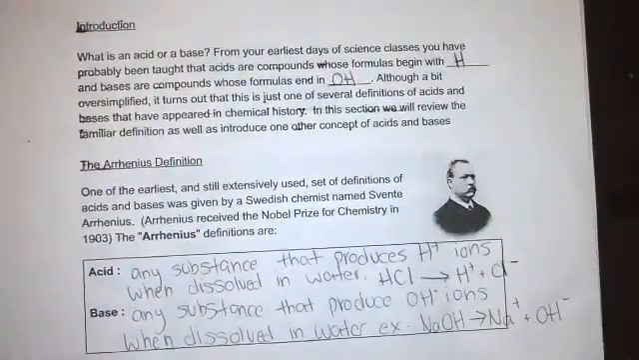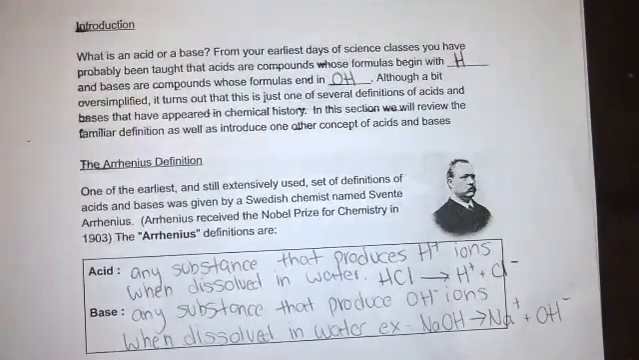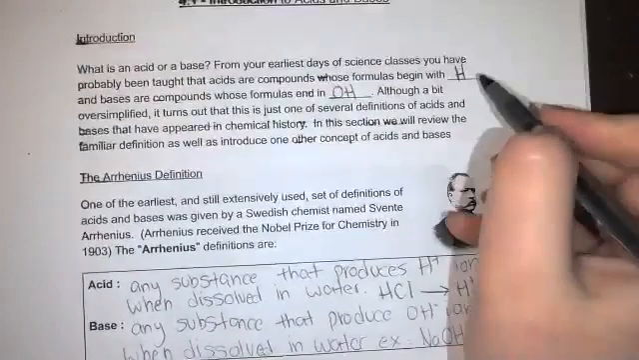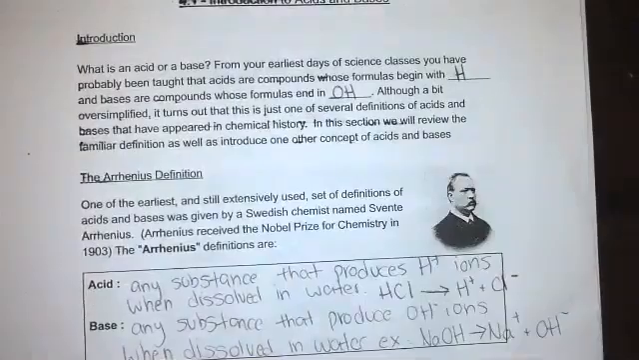I don't think you went through much acids and bases last year in Chemistry 11, but you would have done quite a lot about it in Science 10, dealing with the pH scale and how to identify and name acids and bases. In all previous classes, you have probably been told that all acids are compounds whose formula begins with a hydrogen, and bases are compounds whose formulas end in a hydroxide. Even though this is pretty simplified, it's actually just one of several definitions of acids and bases that we're going to be talking about.